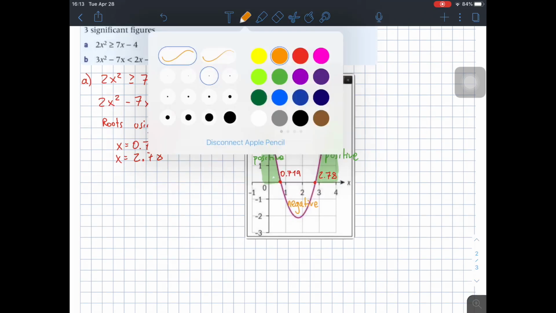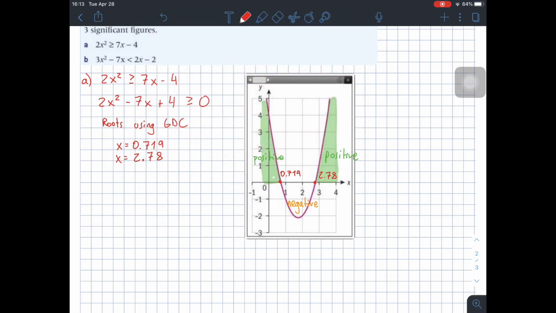Okay, so the region or the solution would be a jump once again. x should be smaller or equal than 0.719, and at the same time, union, x should be greater or equal than 2.78. These would be my solutions. Okay, I hope this is clear enough.